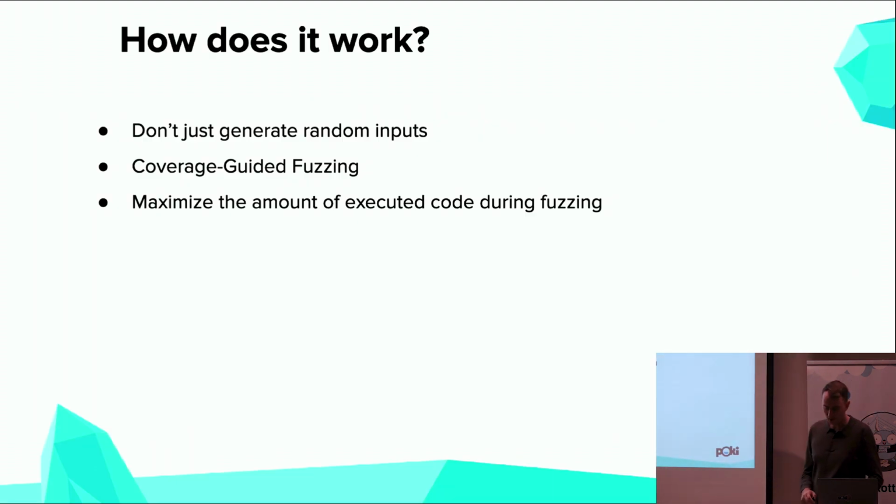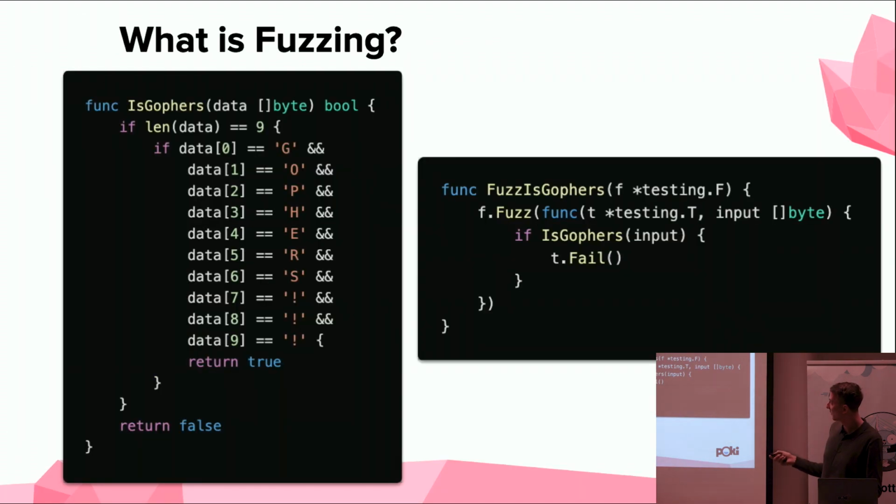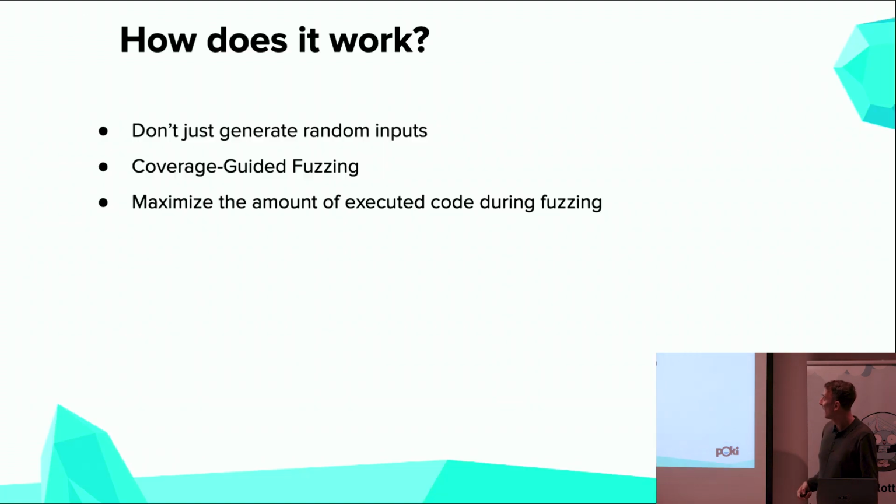How does it work? How does it find an input that crashes this so quickly? Because remember, it has to find an input which is 9 long and has to start with all this before it reaches this point and crashes. So not just any input of length 10 is going to crash this. No, it really needs to match all the way until this. So it really needs to find an input that is interesting and crashes. How does that work? Well, it doesn't just generate random inputs. It's actually coverage guided fuzzing.